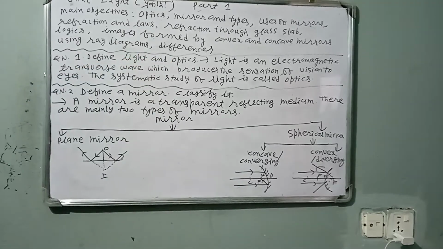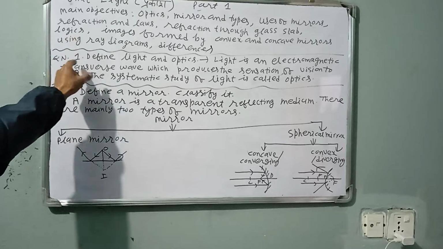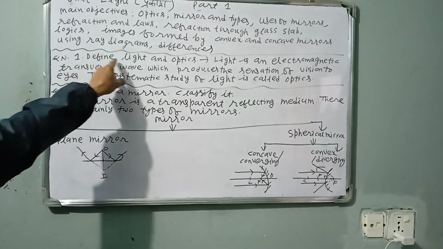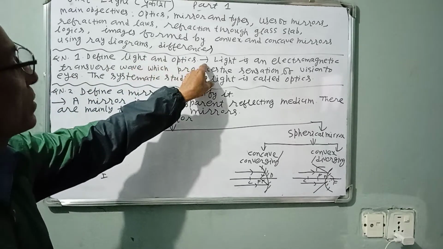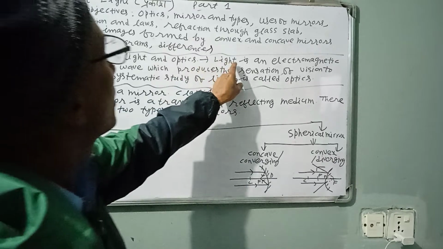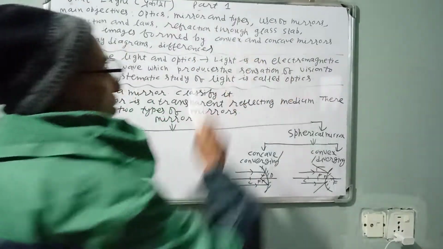Question number 1. To help to study this chapter, I will write some short questions and long questions. Define light and optics. In lower classes, you define light in this way. Light is a form of energy which gives the sensation of vision.